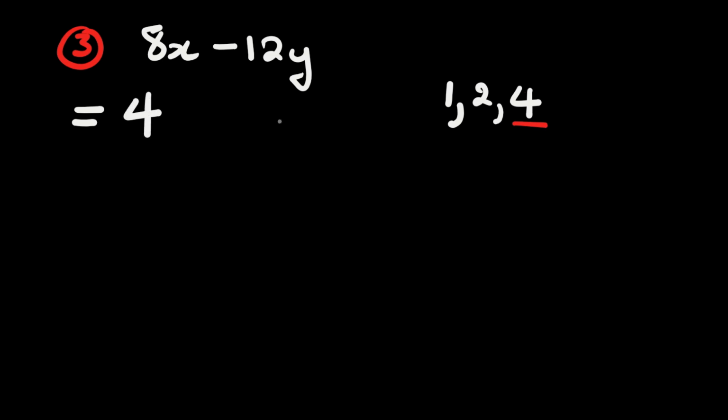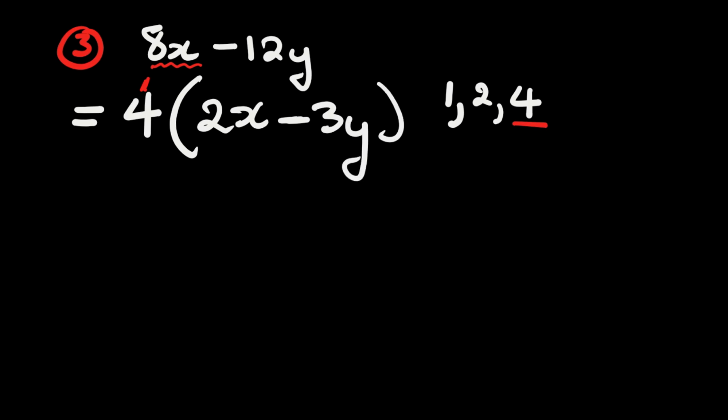You say 4, open bracket, you leave it like that. Then now you say 8x divided by 4. What do we get? 4 goes how many times into 8? It goes 2 times, so it's 2x. Then now 12y. 4 goes how many times into 12? It goes 3 times, so 3y. And there's nothing more to be done. This makes our final answer.